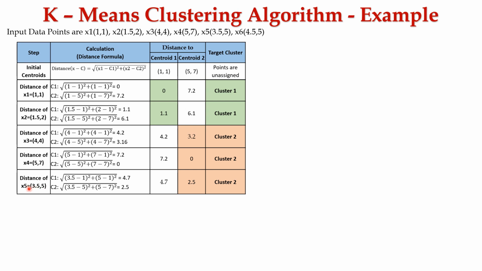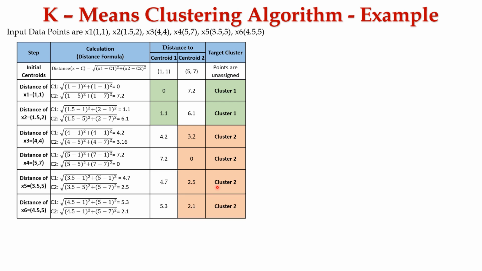So next we have to find the distance for the data point x5. So the distance between the data point x5 to the centroid 1 is 4.7 and the distance between the data point x5 and centroid 2 was 2.5. Since the centroid 2 is having less distance, we can assign the data point x5 to cluster 2.